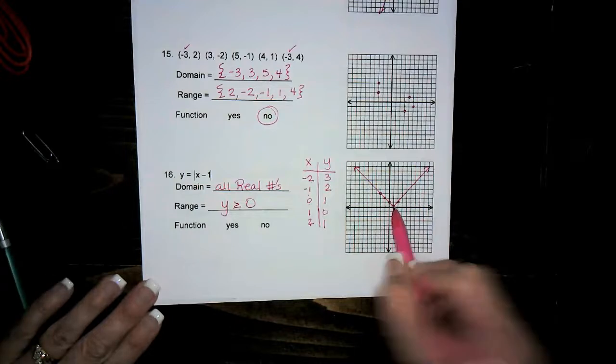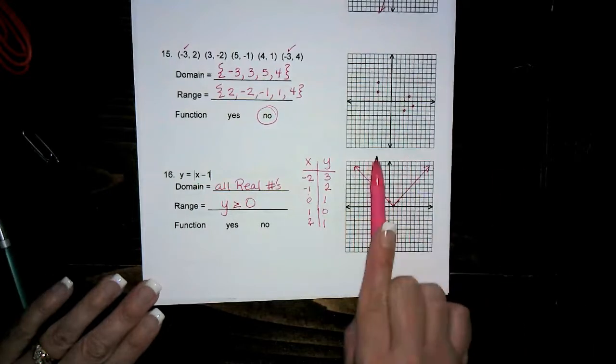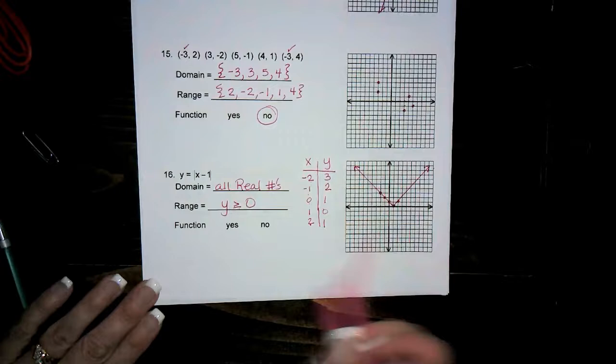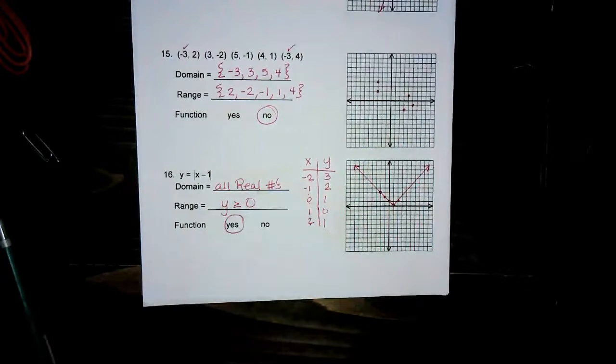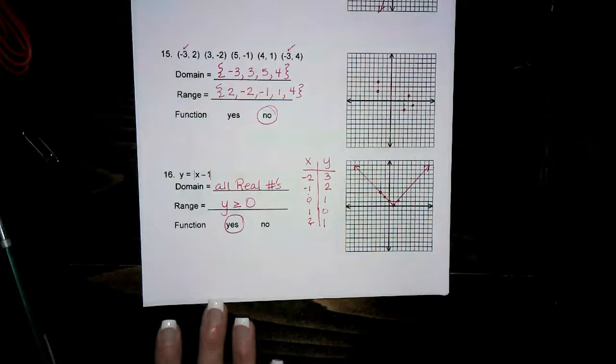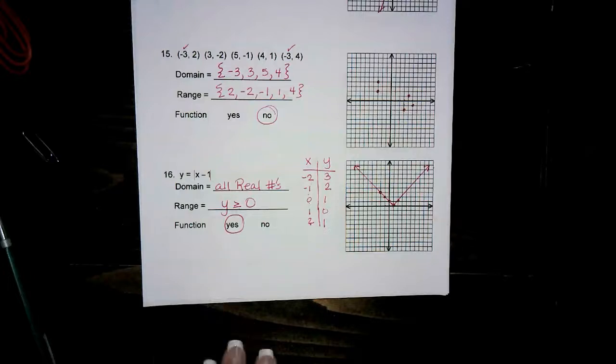Now, is it a function? Yes, because I can draw my vertical line anywhere on the graph, and it only hits it once. So that's a yes. So I hope this helps you with our domain and range, our relations, our functions. We've talked about, like I said, a lot of vocabulary in this lesson, and I want you to hopefully feel comfortable in using all the different representations.